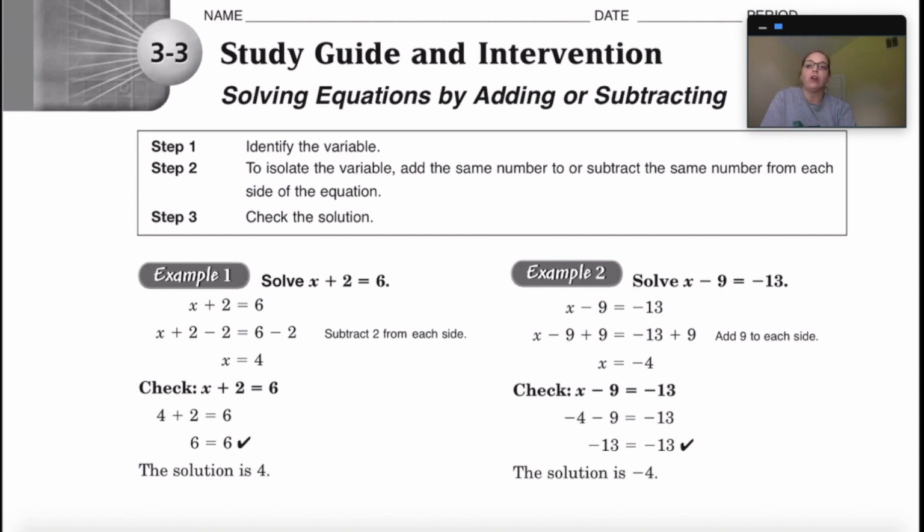We're going to work on solving equations by adding or subtracting. These are all one-step equations. This should be a review for you. Basically, to solve an addition or subtraction equation, we do the opposite operation. So let's just go ahead and jump down to the problems.